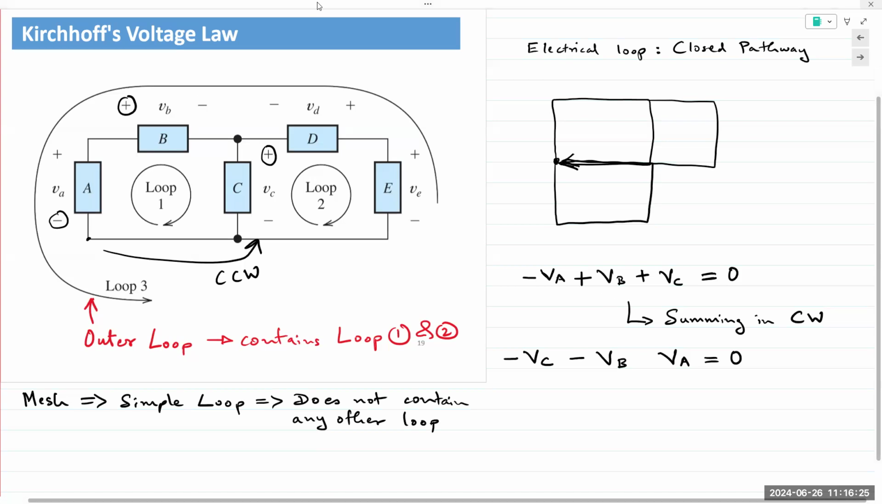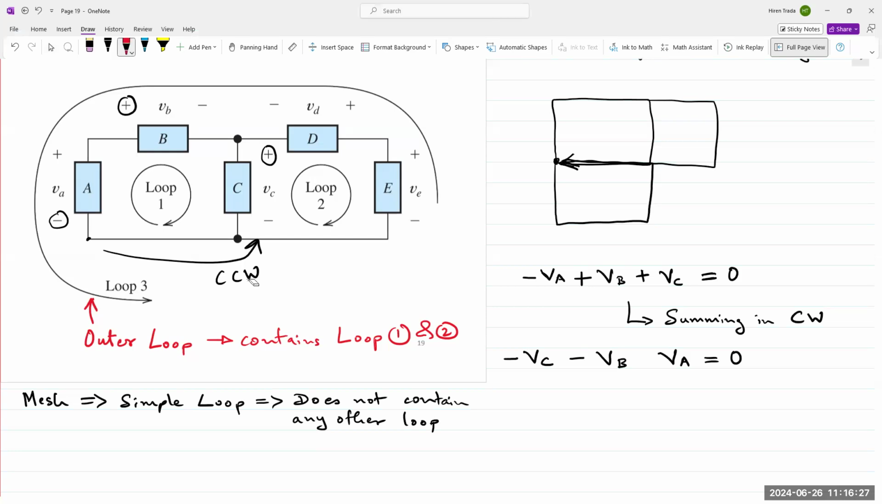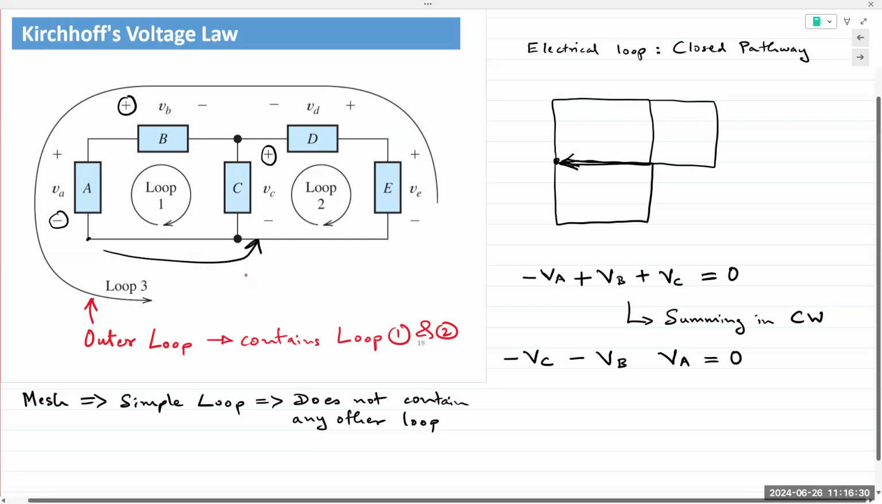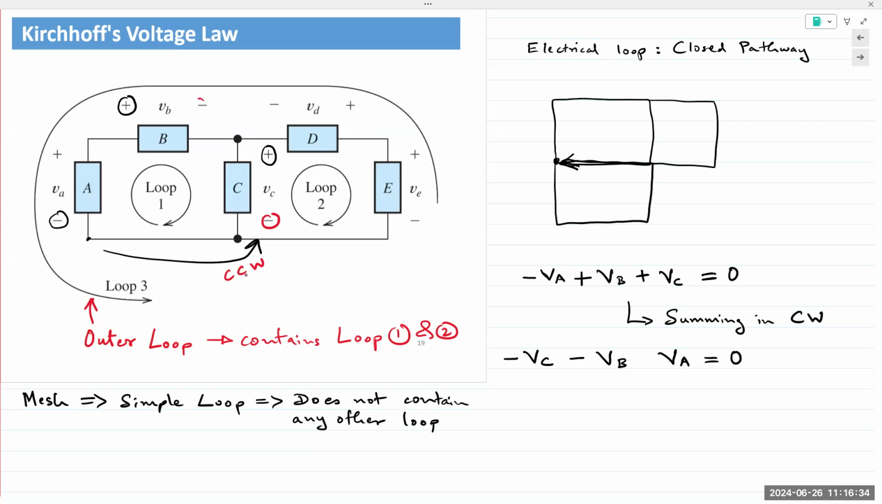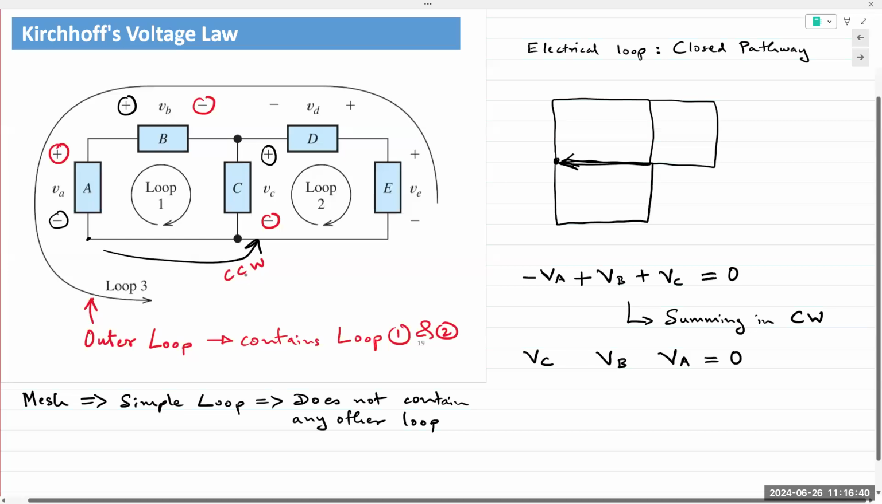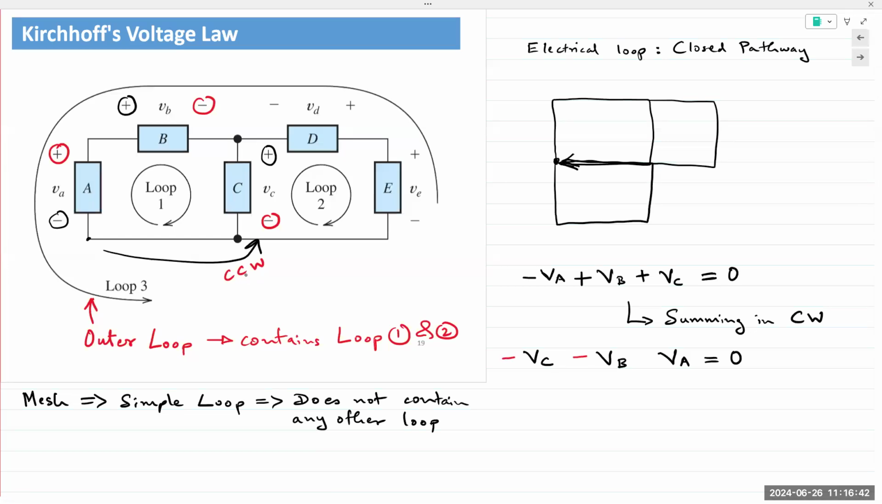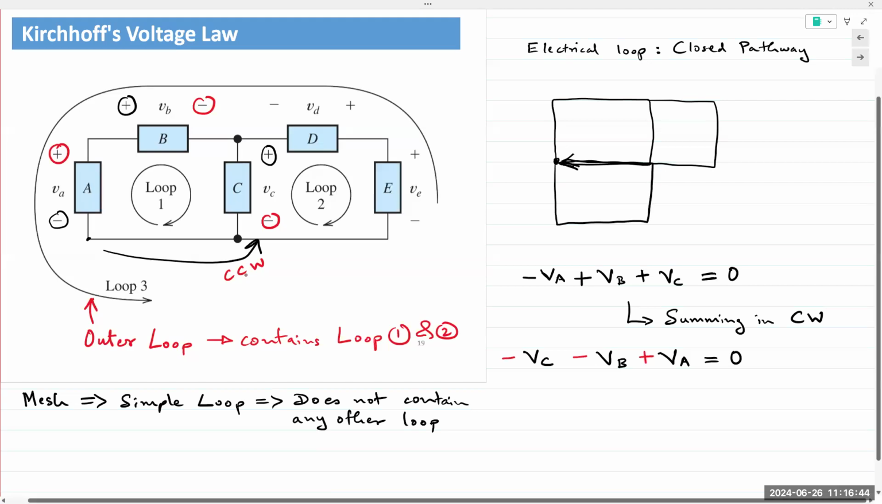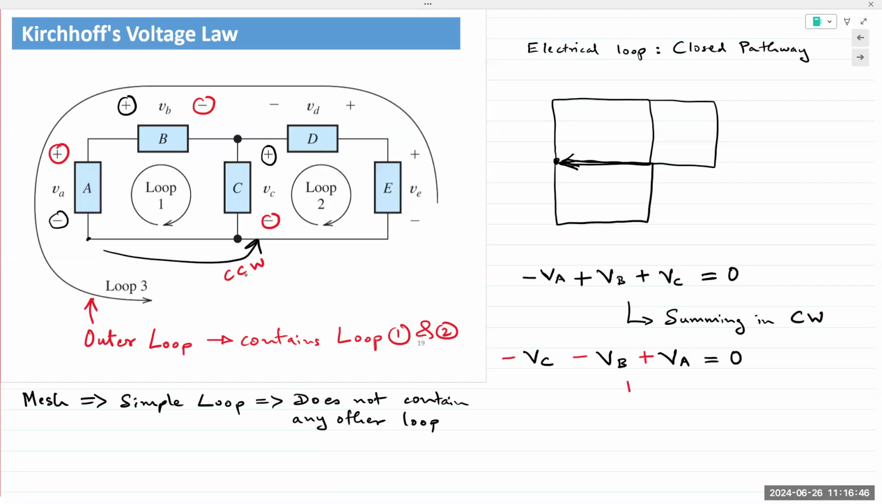Let's use a different color. So summing up in a counterclockwise direction, I get minus, minus, and then VA is plus. So I get minus VC, minus VB, plus VA. And exactly the same equation.